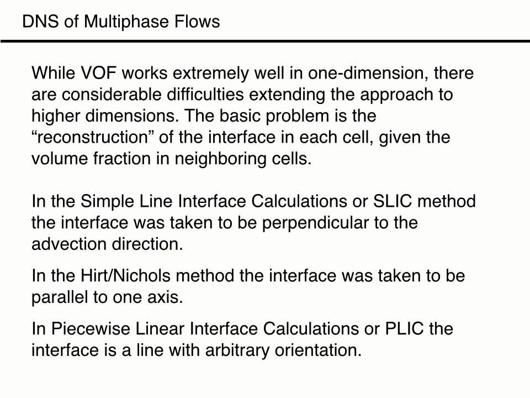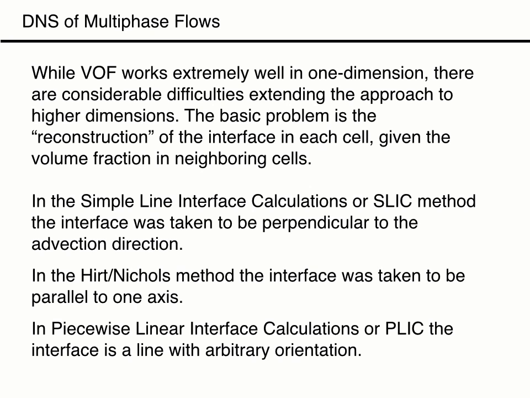In an effort to improve the SLIC method, Hirt and Nichols suggested that the interface in each cell should be approximated as either a vertical or horizontal one, based on a normal vector estimated by considering the volume fraction in neighboring cells. While this did not result in a significant improvement, it suggested that an interface reconstruction based on the normal might lead to better results.